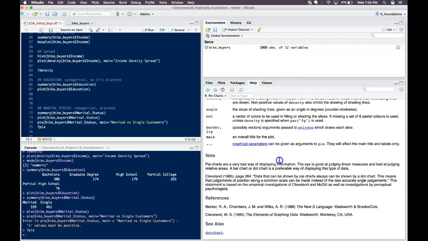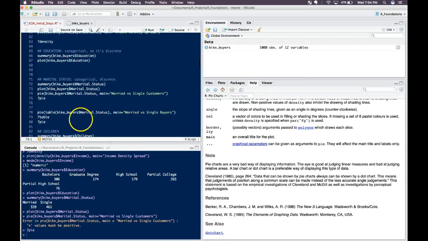Like I was saying earlier, pie charts really aren't the best. Well, apparently they say that in the documentation. They're a very bad way of displaying information. The eye is a good judge of linear measures and bad at judging relative areas. So they're saying, we have this, but if there's a better way, you should use it. But let's just look at pie, see how we can use it.